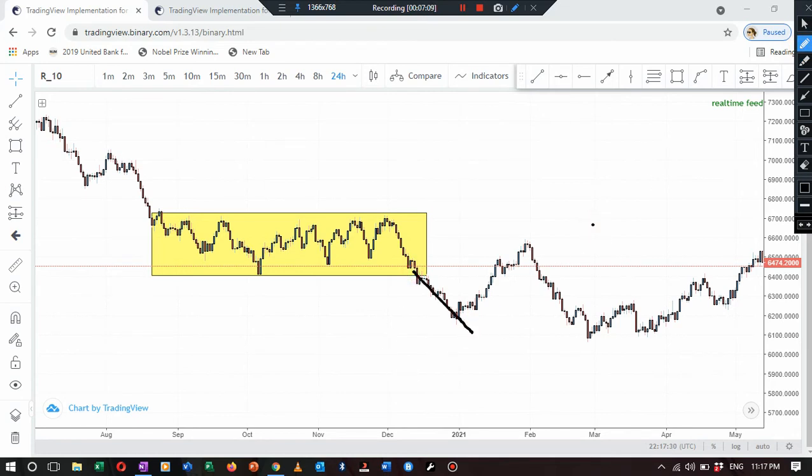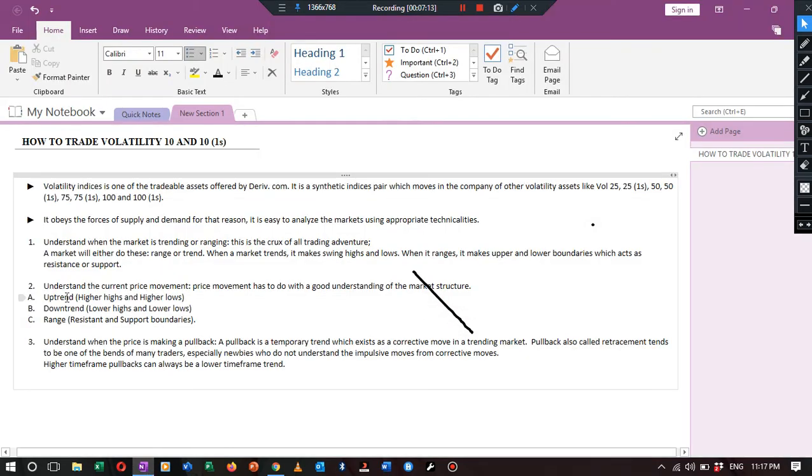All right, what is the second thing that we are supposed to do from our note? We should understand the current price movement, like we talked about. If the market is on an uptrend, it will give you higher highs and higher lows. If it's on a downtrend, it will give you lower highs and lower lows. If it's on a range, it will give you your support and your resistance zones.